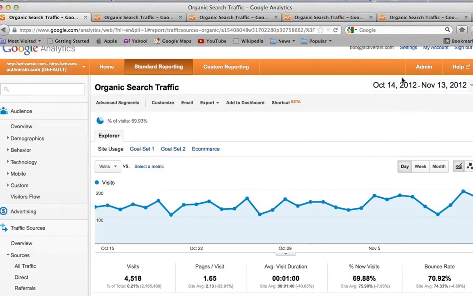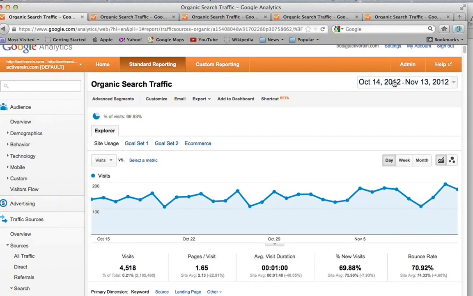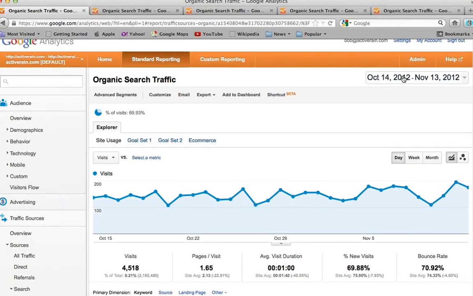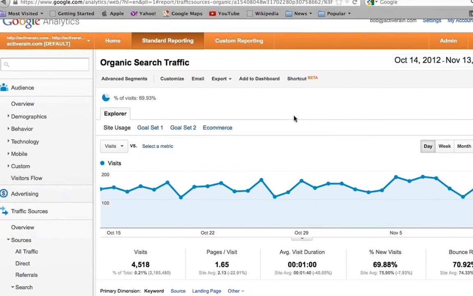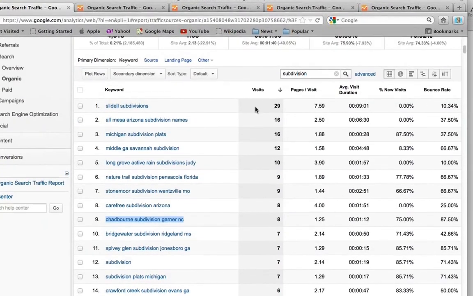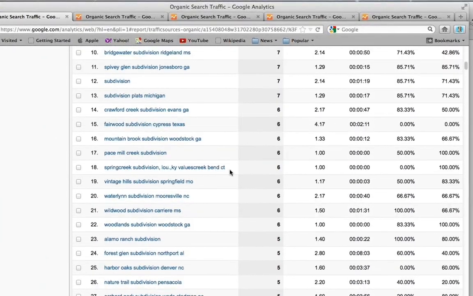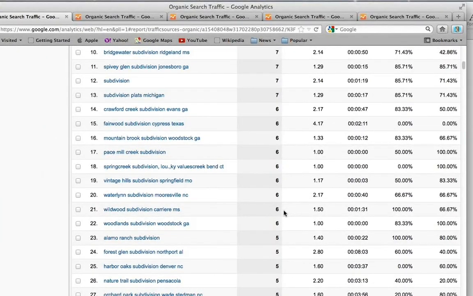Okay, so what we're looking at right now is Google Analytics, and I actually pulled this up last night, so it's based on essentially a 30-day time span up until Tuesday. So it's the last 30 days, and we're going to look at queries where the person used the word subdivision. There's all kinds of these queries in here. You'll see these are long tail sorts of queries.